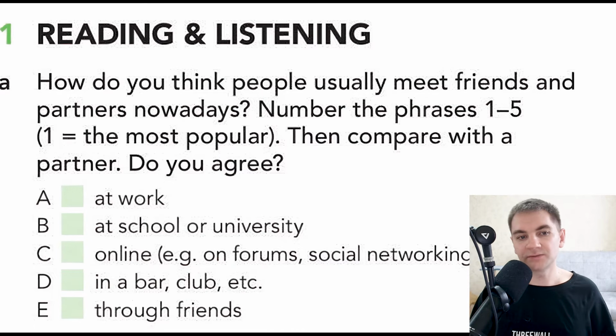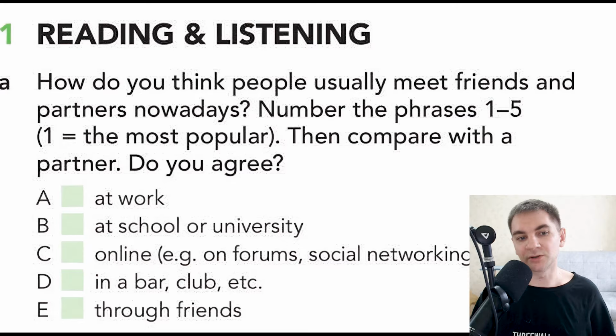A. How do you think people usually meet friends and partners nowadays? Number the phrases 1 to 5. 1. The most popular. Then compare with a partner. Do you agree? A. At work. B. At school or university. C. Online, for example on forums, social networking sites, and so on. D. In a bar, club, etc. E. Through friends.